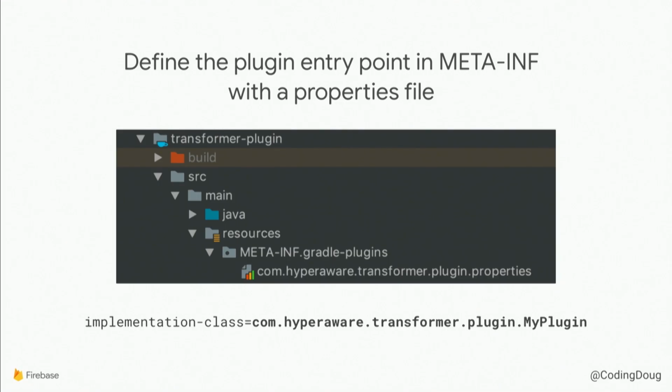So the other thing we have to do to get started is use META-INF with a properties file to indicate where the entry point to the transform, or the plugin, is. So there's just an implementation-class equals and the name of the class file. That's where Gradle will look to bootstrap your plugin, and you can start registering a transform.